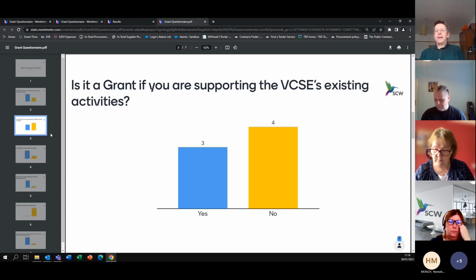So the yin and yang on this is that a grant is nearly always when you're supporting a charity's existing activities. And this is the difference between the grant and the contract. The grant is if someone's already doing something that is aligned and similar to what you need within your health and your local authority requirements, and you're looking to complement and continue that work with them. So a grant is supporting the VCSE's activities. Next one, please, Hannah.